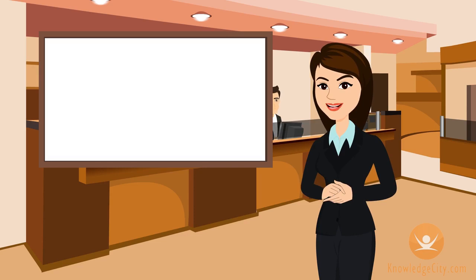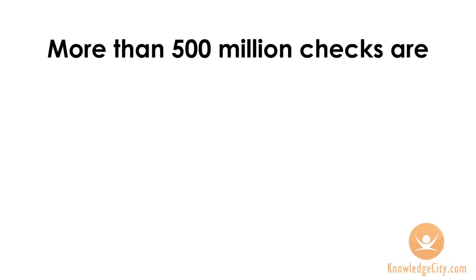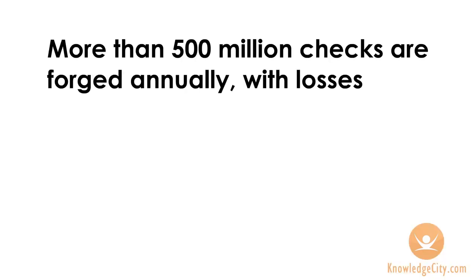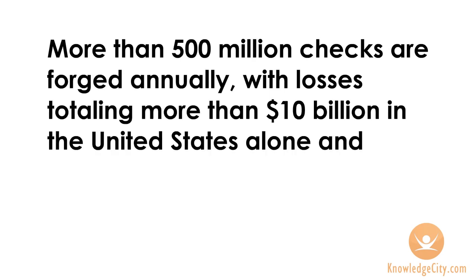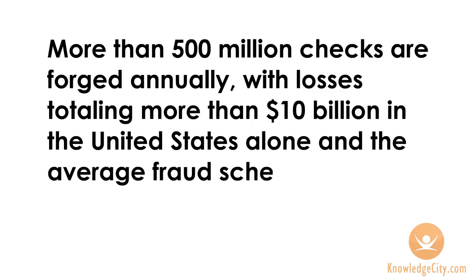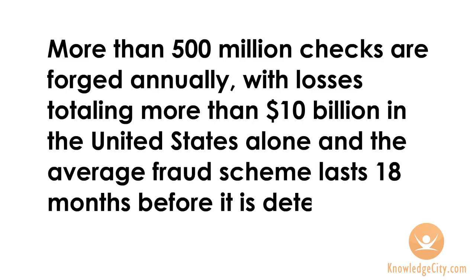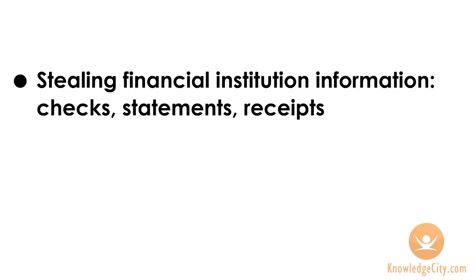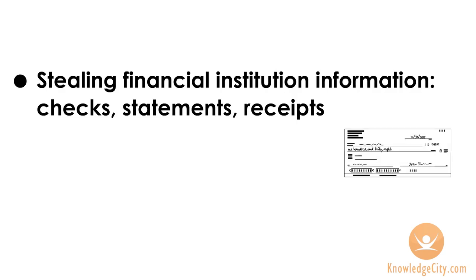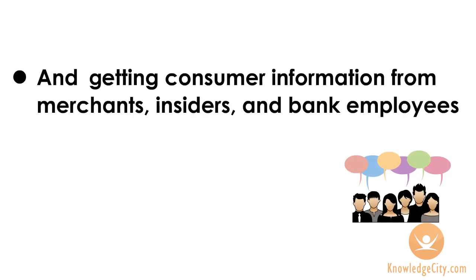According to Ernst and Young, more than 500 million checks are forged annually, with losses totaling more than $10 billion in the United States alone, and the average fraud scheme lasts 18 months before it is detected. Methods used by criminals to obtain financial information include stealing financial institution information, checks, statements, receipts, and getting consumer information from merchants, insiders, and bank employees.